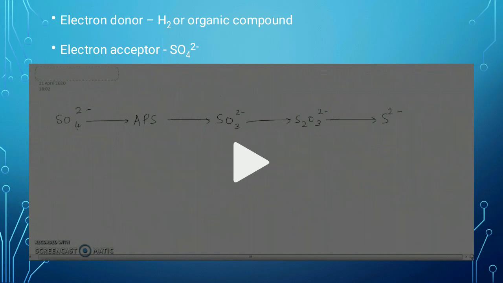In this case, like I told you, the organism is not using sulfate for any compound. It is only going to use it as an electron acceptor. So the electron acceptor is sulfate, like I just told, but the electron donor could be either hydrogen or it could be an organic compound.